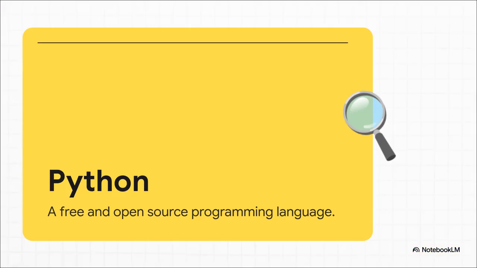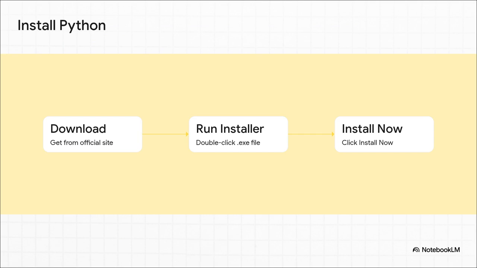So what exactly is Python? Well, it's a completely free and open source programming language, meaning anyone, including us, can use it, tweak it, and benefit from this massive global community behind it. We're going to go ahead and grab the latest stable version straight from the official Python downloads page. And because it is completely open source, no special licenses are required. The installation process itself? Super standard.